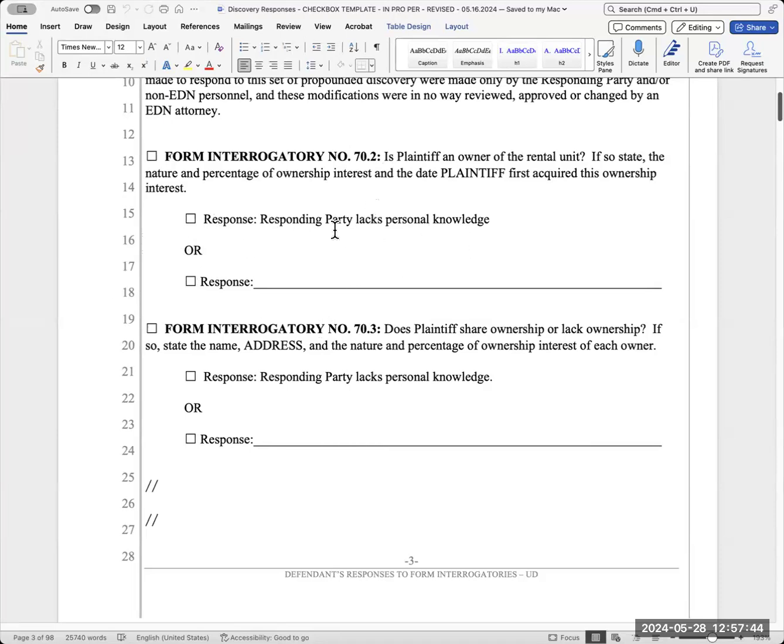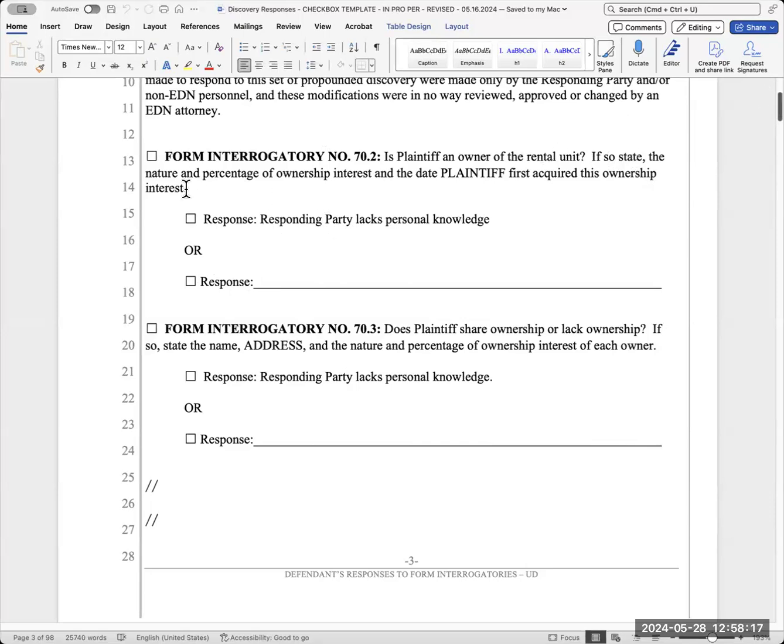If you know for a fact, not necessarily because someone told you, but because you've seen some evidence, something factual, right? Then you can check here and explain. Okay. So is plaintiff owner of the rental unit? The question is asking you, have you seen the deed? Do you see that they own it? Do they still own it? Is it possible they sold it yesterday and you don't know? You have to know for sure.